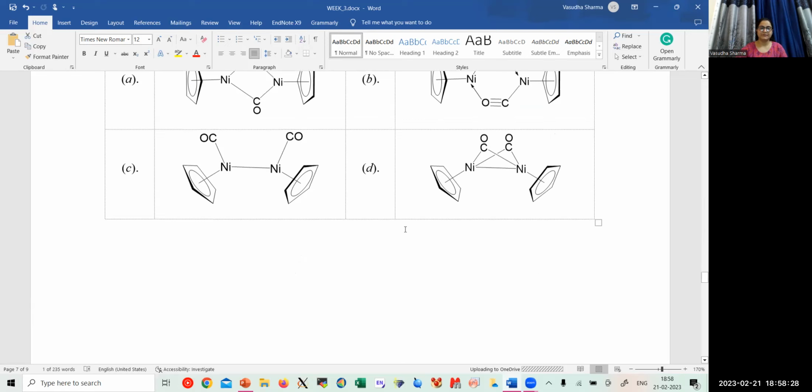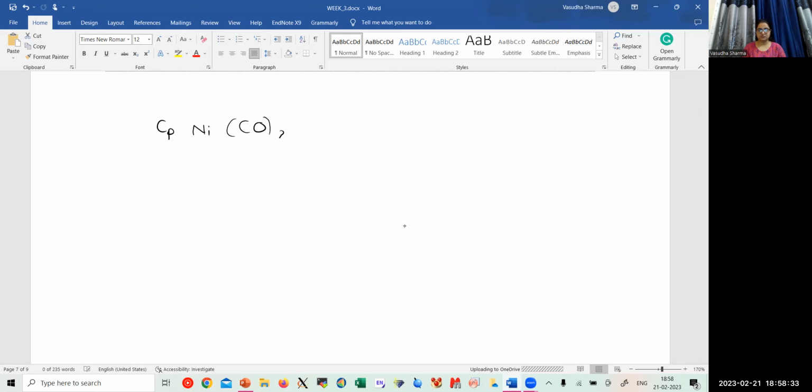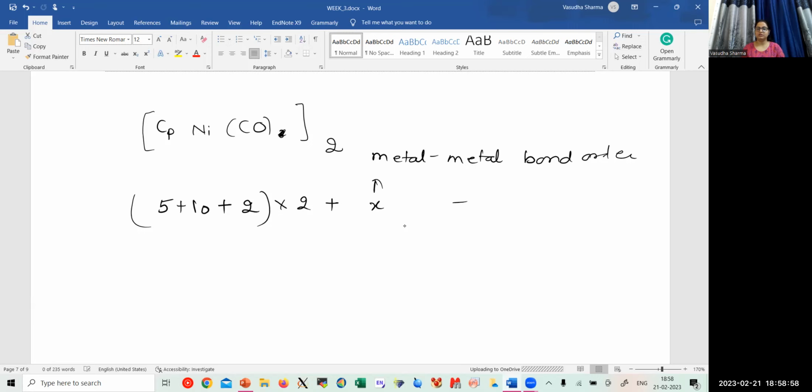So how do we find out? Firstly, for CpNi(CO)2, we need to know how many metal-metal bonds are there and how they are combining. So we have (5 plus 10 plus 2) multiplied by 2 plus X, where X is the metal-metal bond order, and the total has to be 36. So this is 17 times 2, 34 plus X equals 36, X equals 2. So these two electrons correspond to one bond.